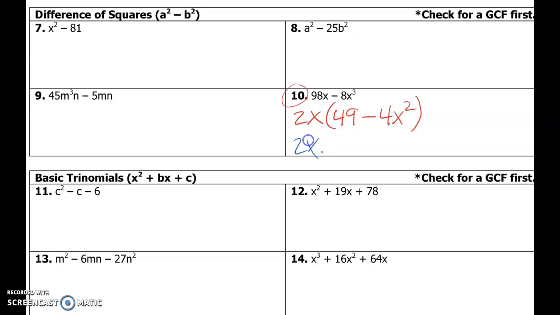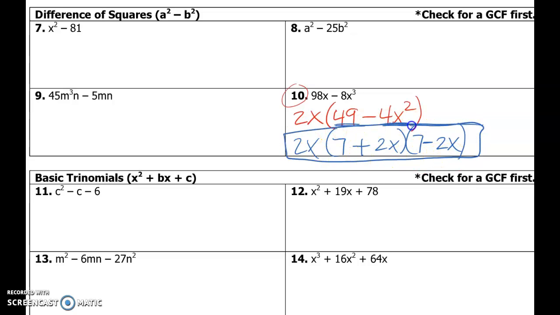So I took out a 2x, and now I need to do difference of squares here, where the perfect square of 49 was 7 and 7. And the perfect square of 4x squared is 2x and 2x. And 1 needs to be positive, 1 needs to be negative. So this is what I get. So first start with taking out your common factor, then split up your perfect squares.